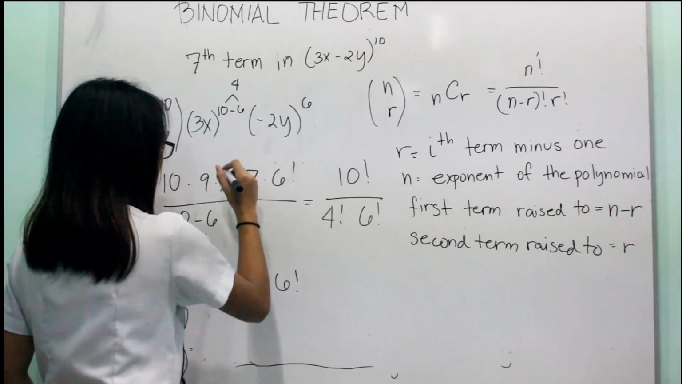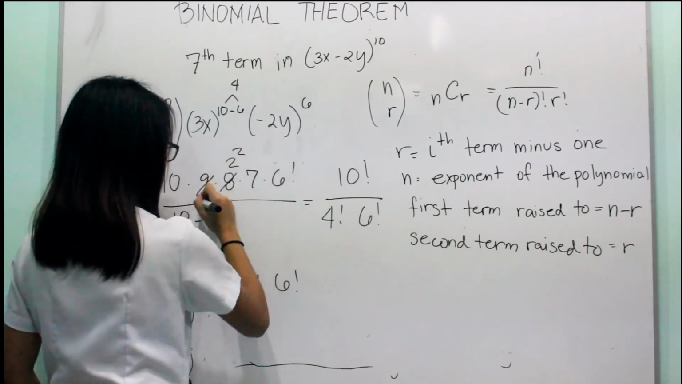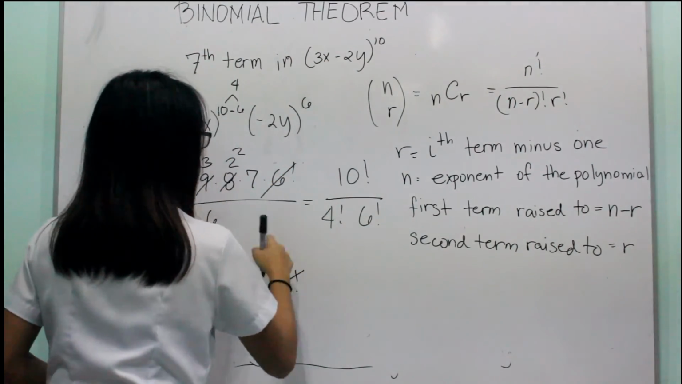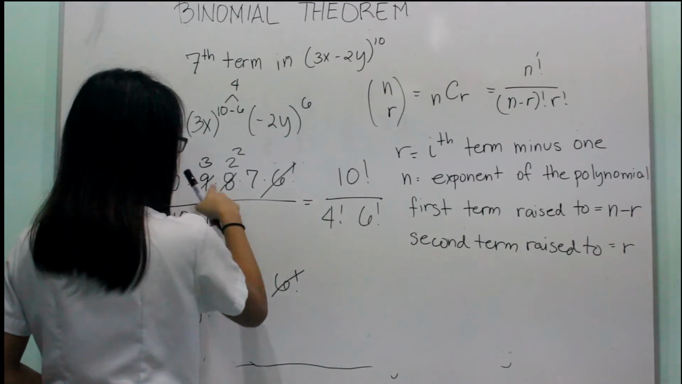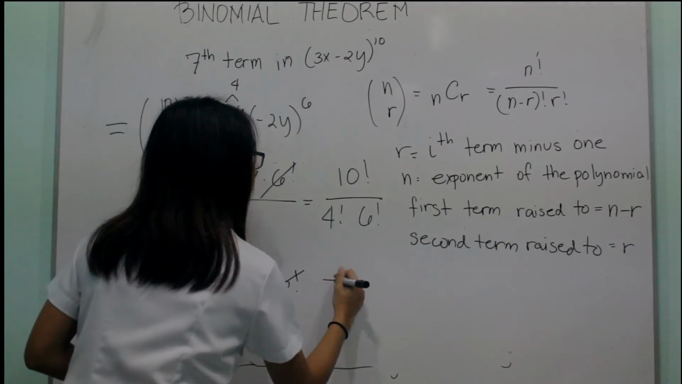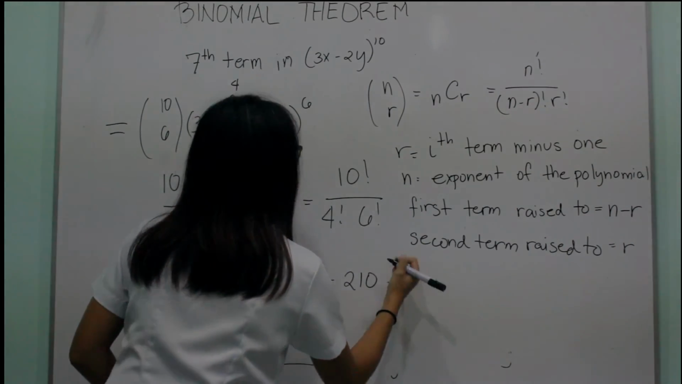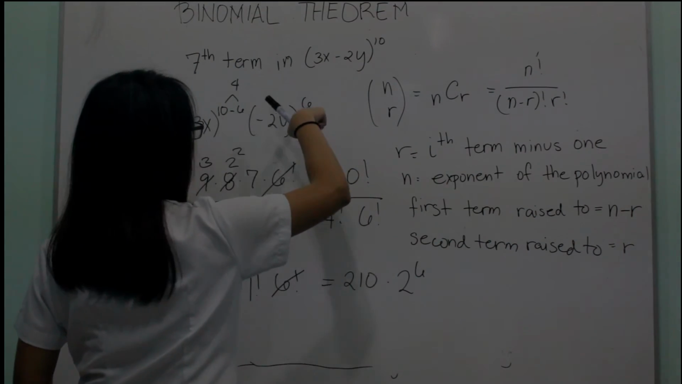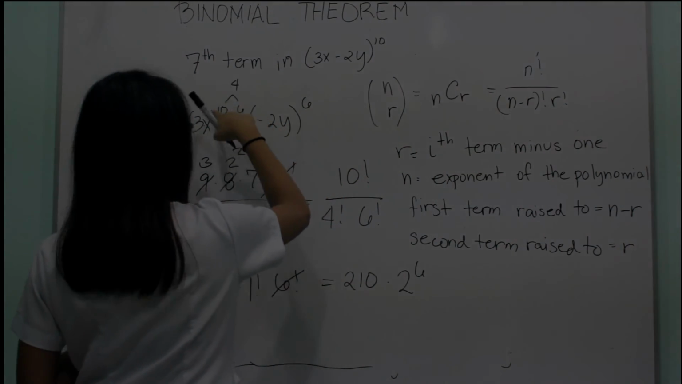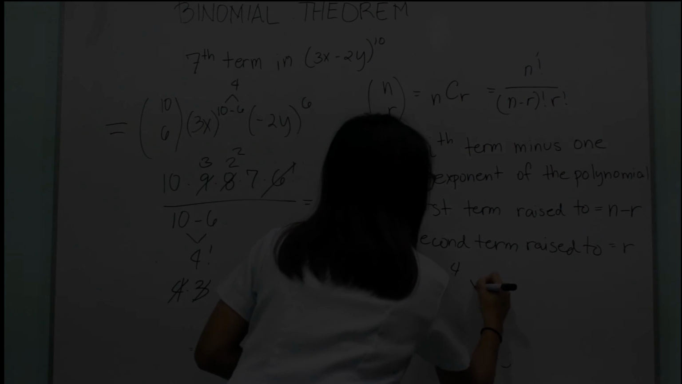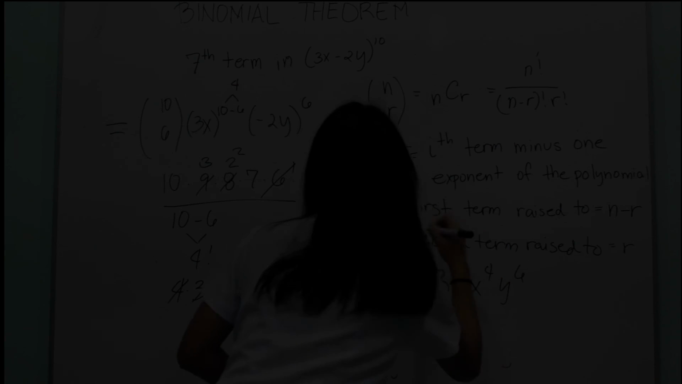So 8 and 4 would be 2, cancel 2, and 3. So cancel 6 factorial and 6 factorial, we will be left with 10 times 7. So 10 times 7 times 3 is equal to 210 times 2 raised to 6, because we distributed 6 to 2, and 4 raised to 3 times x raised to 4, y raised to 6, because we distributed 6 to y and 4 to x.